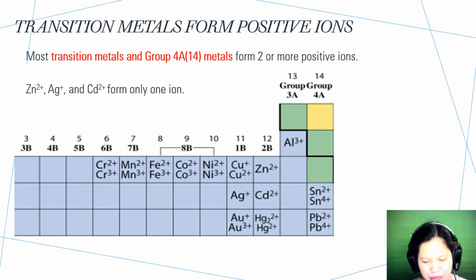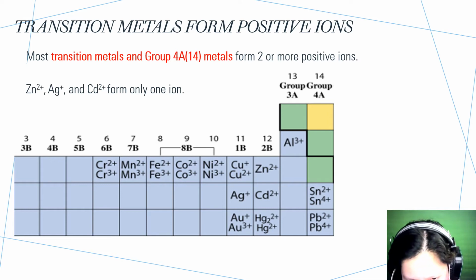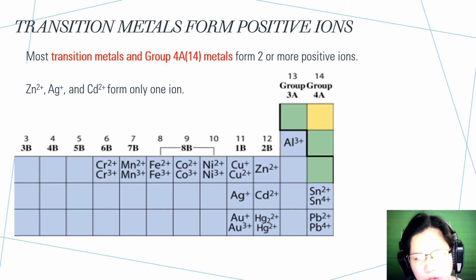Mercury has positive 2 charge. Wait, I'll check. Hg. No, it could be positive 1 and positive 2. Hg is element number 80. Positive 1 and positive 2. Then you have aluminum 3.